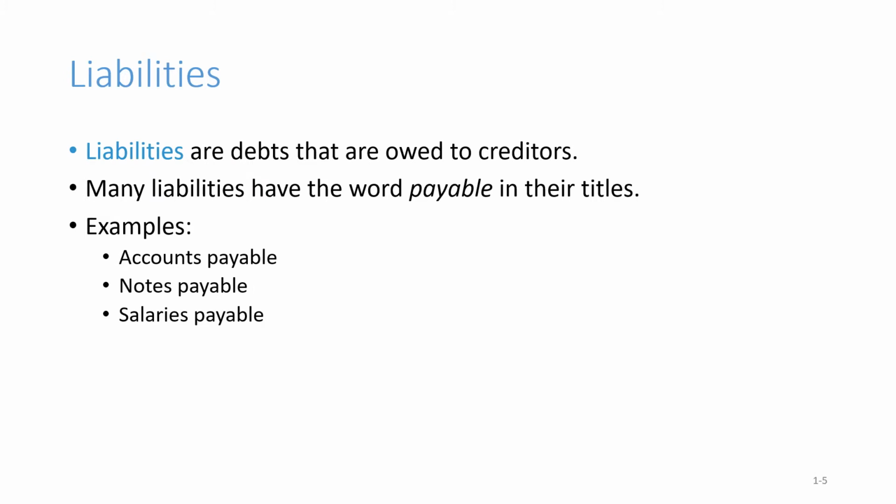Our next component of the accounting equation is our liabilities. As it notes here, these are debts or things that are owed to creditors. So liabilities are again any amounts that we owe to another entity. As it lists here, many liabilities do have the word payable in their title, such as accounts payable, notes payable, salaries payable. But I would also caution you in that there are other liabilities like unearned revenue that are also liabilities.